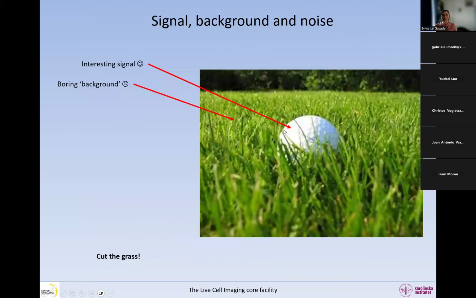So this was the interesting signal, and now we've looked at the background, which is very boring. Cut the grass.